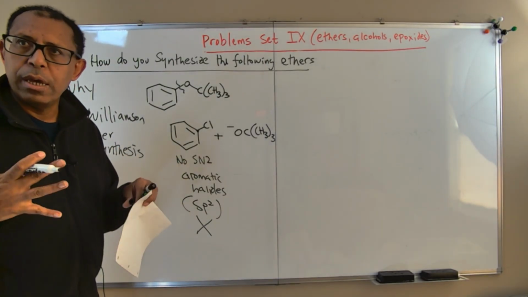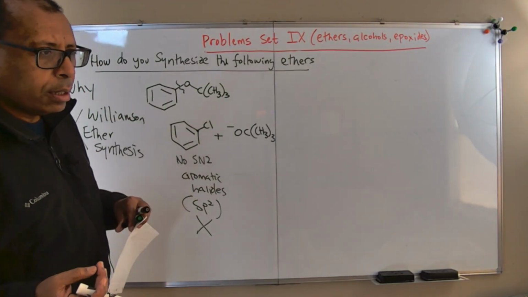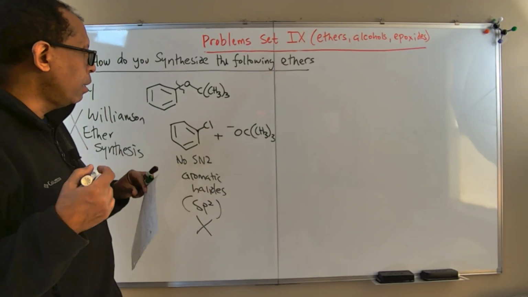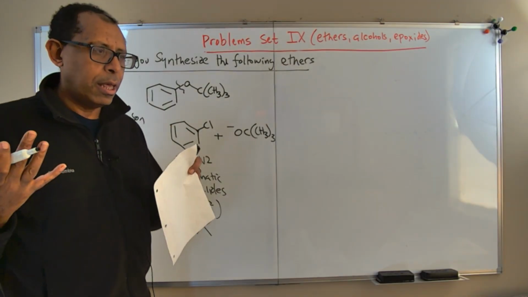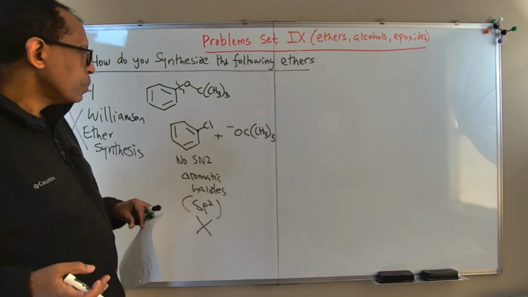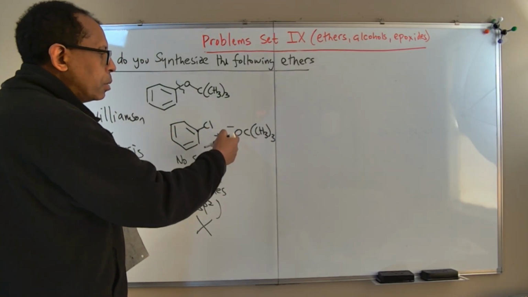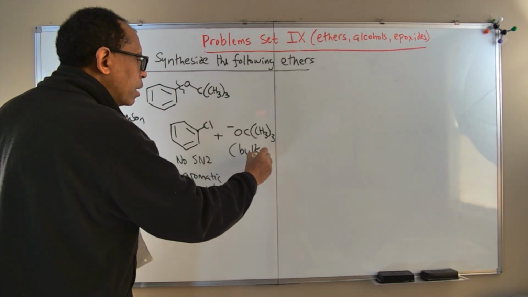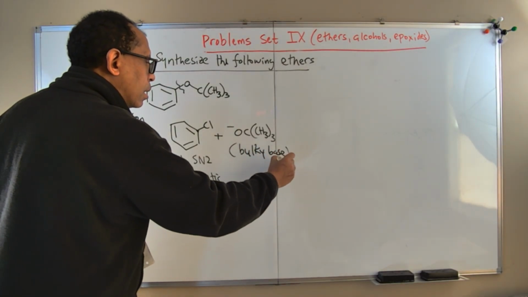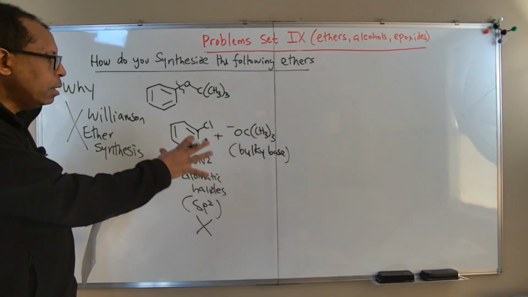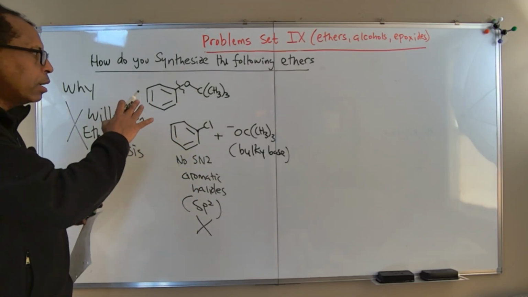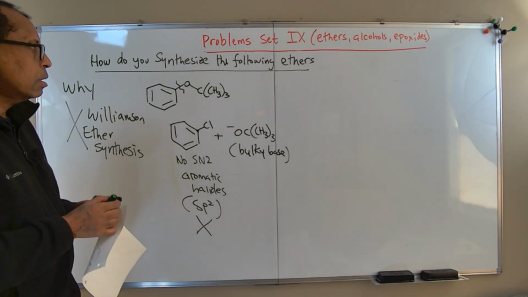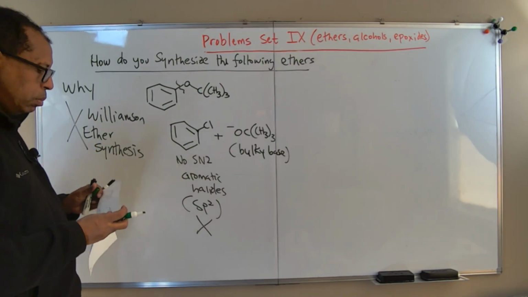That doesn't happen. This is a very important concept in organic chemistry to learn: you don't do nucleophilic substitution on an aromatic halide whatsoever. Also, t-butoxide is not a good nucleophile. This is a bulky base, so it acts more as a bulky base than as a nucleophile. So in both cases it fails, and we cannot synthesize this with ordinary Williamson ether synthesis. The synthesis would be a different one, which may not be covered here.